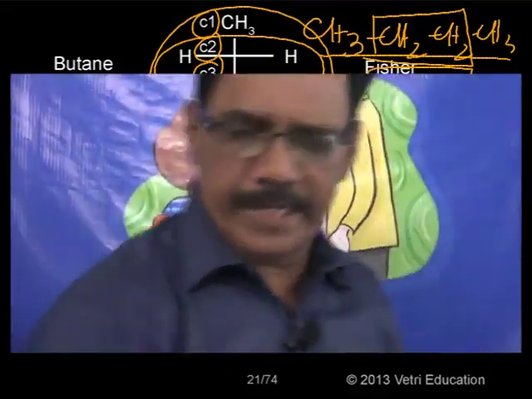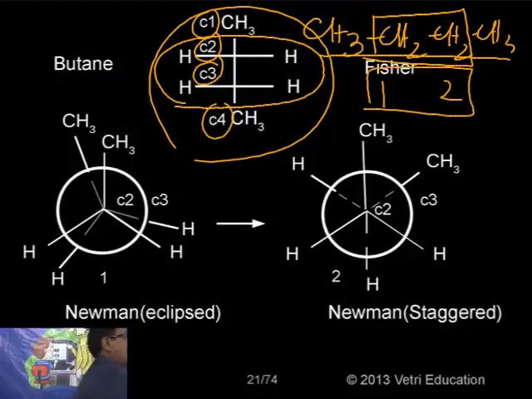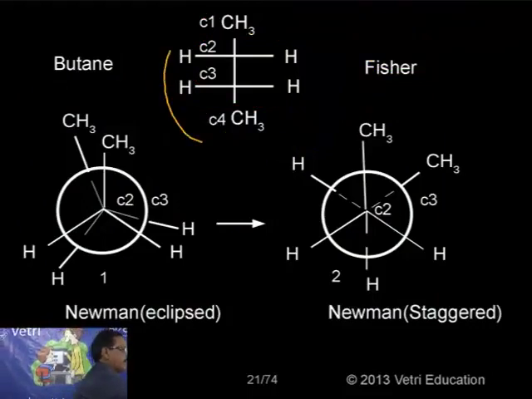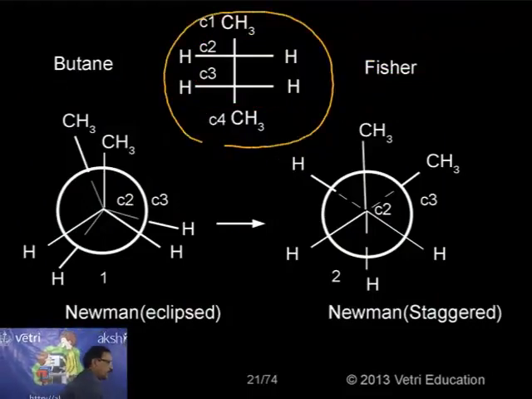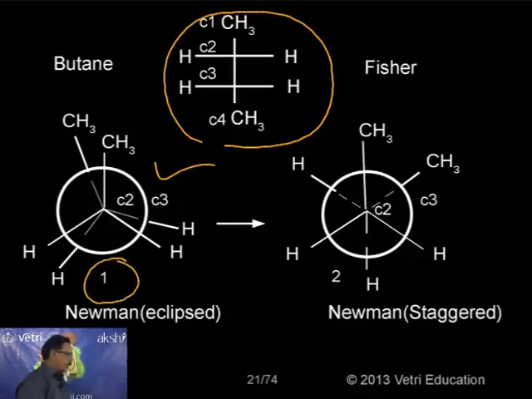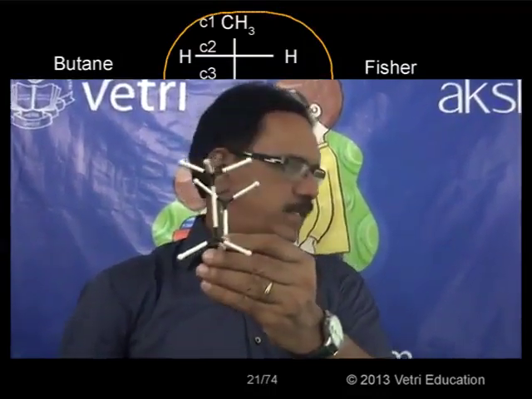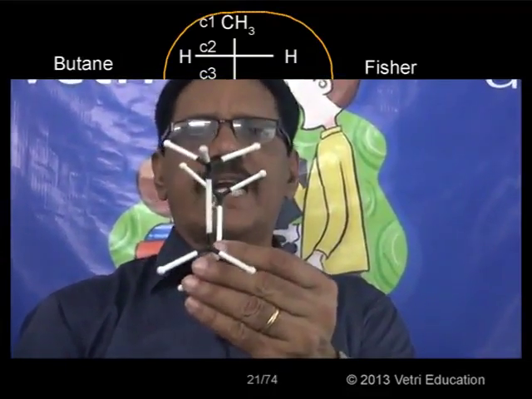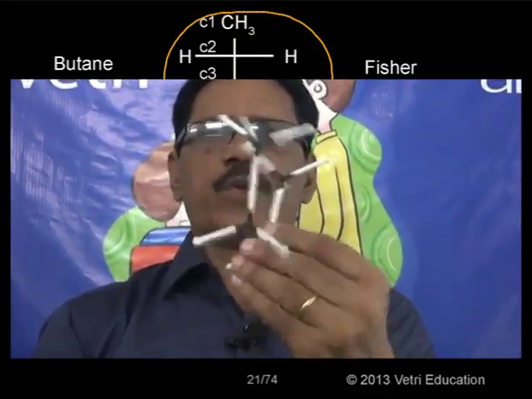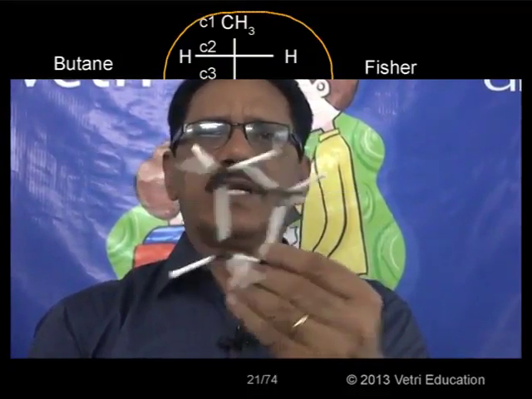Let me show you the idea now. This is the n-butane, as I already pointed out. This is the eclipsed form, look at point number one on the board. Now the model, I will show it simultaneously. You can look at the board and immediately I will show the model. This is eclipsed form number one, structure one. Kindly see, I am showing both angles. This is eclipsed, number one.